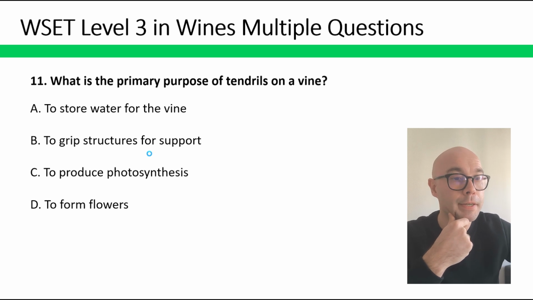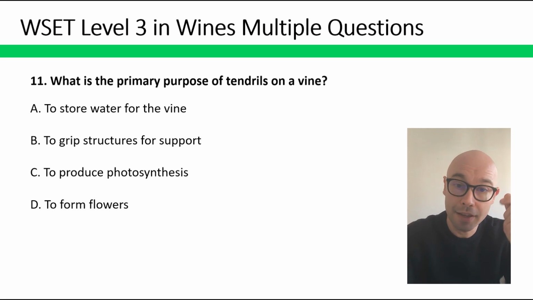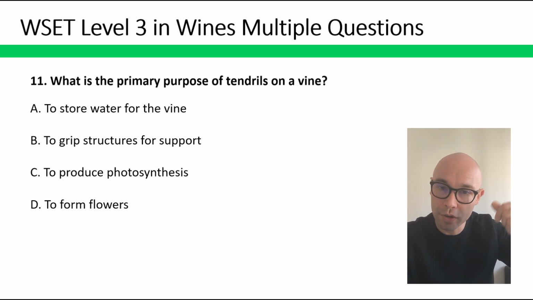What is the primary purpose of tendrils on a vine? To store water for the vine, to grip structure for support, to produce photosynthesis, to form flowers. The correct answer is B, to grip structure for support. So the tendril is that green part on the shoot that looks like a wire.